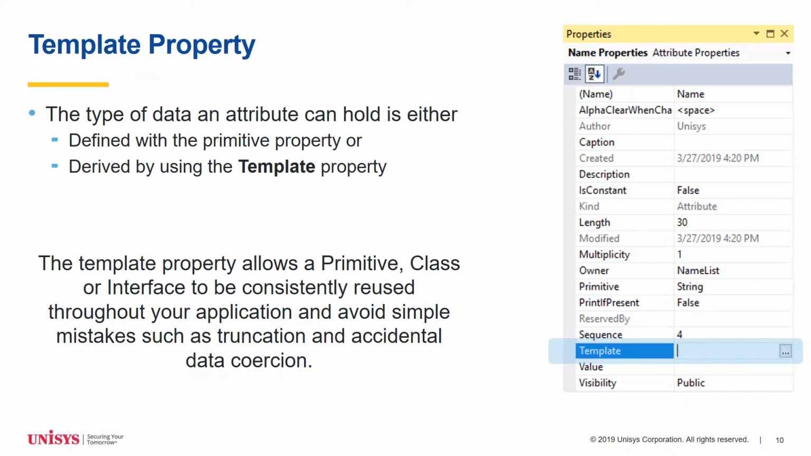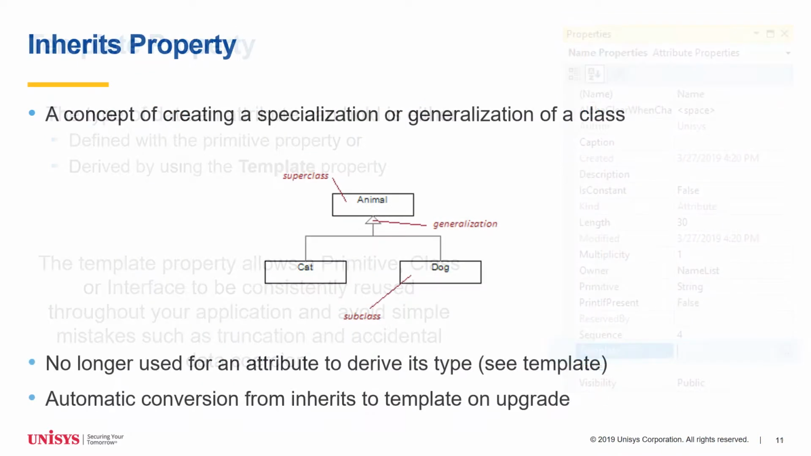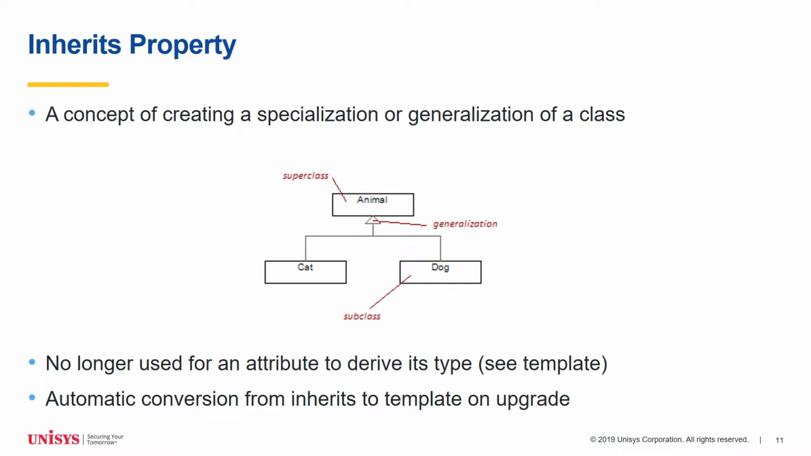By using the template property, this allows you to maintain consistency by reusing the same objects and avoid simple mistakes such as truncation and accidental data coercion when passing data. The inherits property is now used for just defining subclass, superclass relationships between two classes. All attributes that used to inherit from their class will now be upgraded to template to that class.